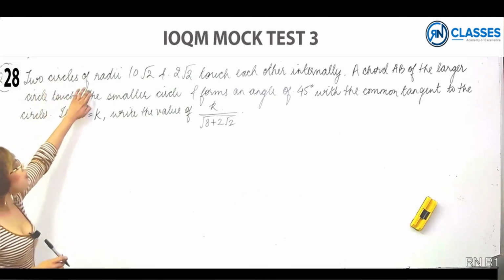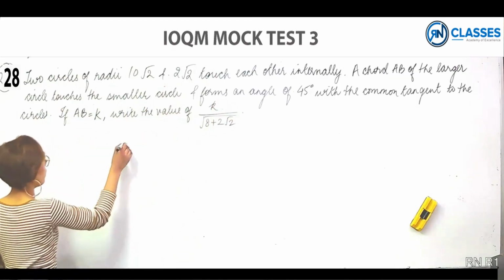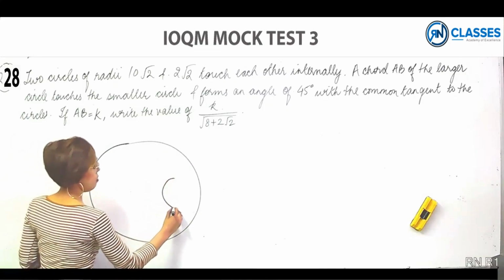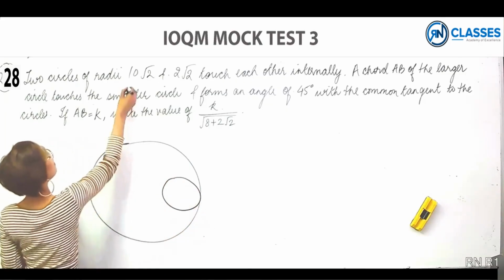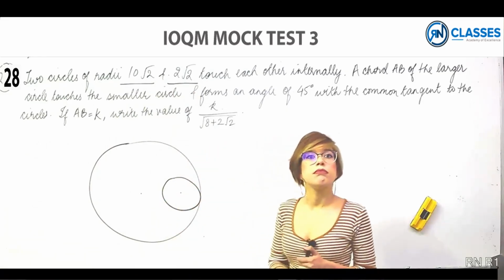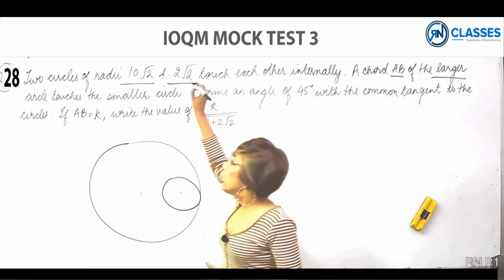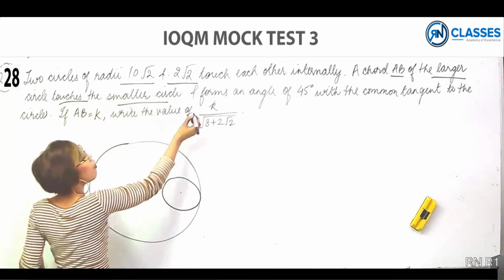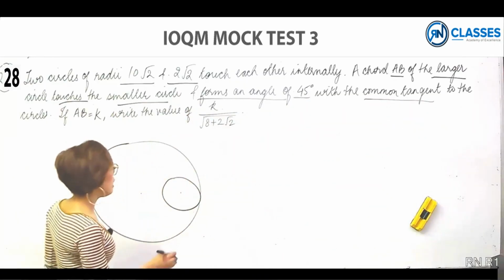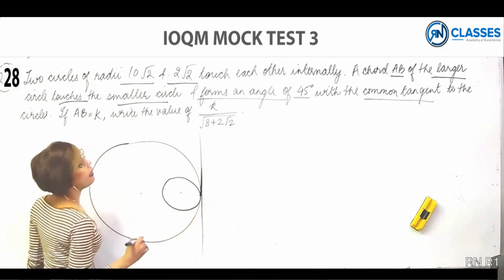He says two circles of radii 10 root 2 and 2 root 2 touch each other internally. Okay. So I have one such circle and another such circle. Now radii are given 10 root 2 and 2 root 2. Right? Not bad. Okay. A chord AB of the larger circle touches the smaller circle and forms an angle of 45 degrees with the common tangent. Right? Now obviously common tangent would be like this. This would be common tangent.